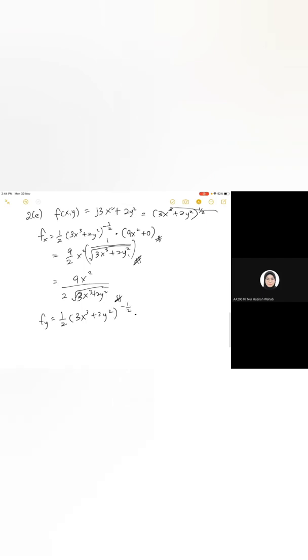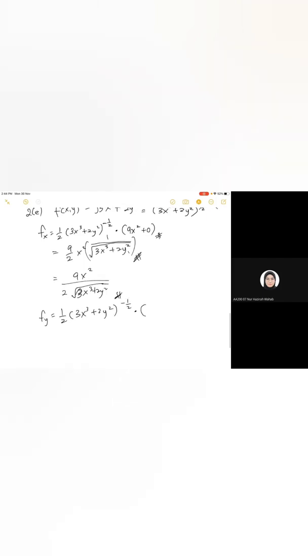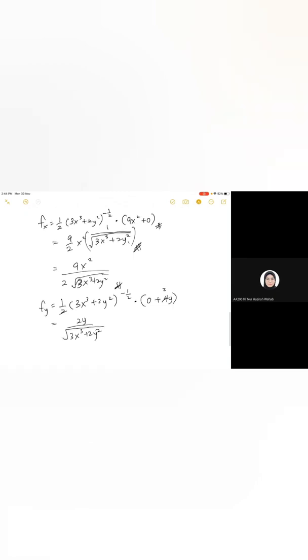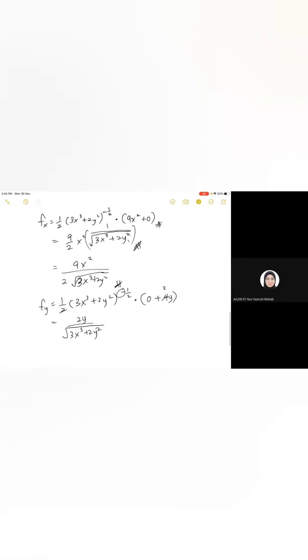Okay, now differentiate with respect to y. So the 3x to the power of 3 will be 0, and then 2y to the power of 2 will be 4y. Okay, 4 dengan 2 ni boleh potong kan. So dapatlah 2y per 3x kuasa 3 tambah 2y kuasa 2 punca kuasa. Dia ke bawah sebab dia negatif tu kan. Okay, negative will be 1 over square root.